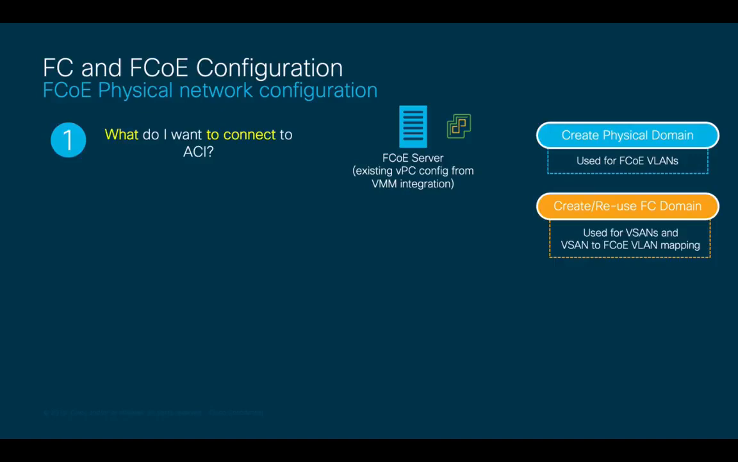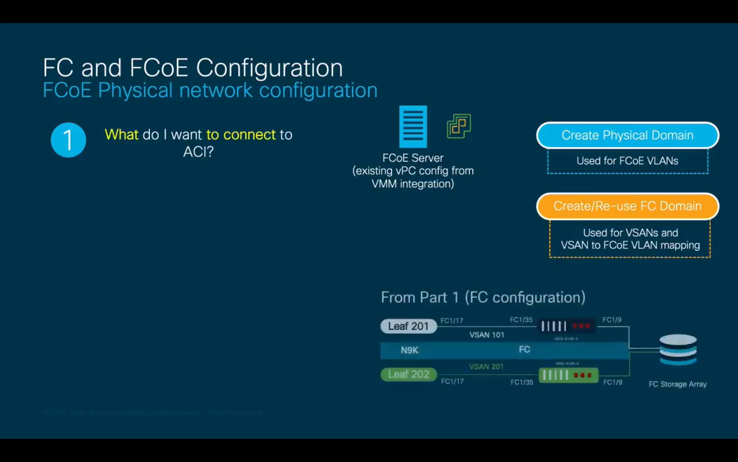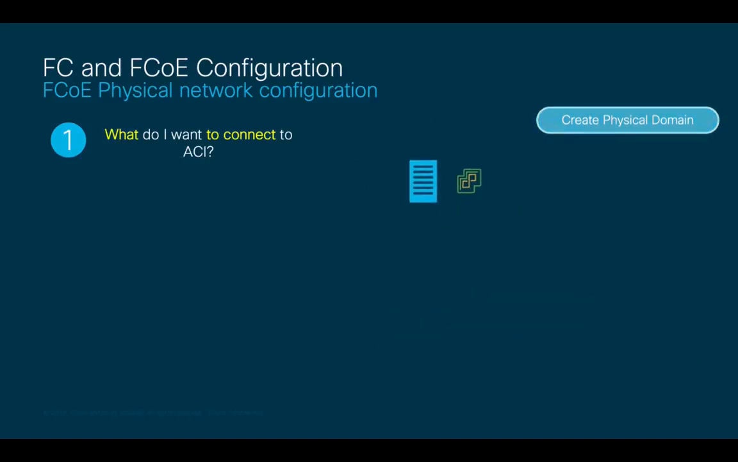Additionally, I will need a Fibre Channel domain to map the vSANs from my Fibre Channel uplinks to the FCoE VLANs. If you remember, we already created a Fibre Channel domain in part 1 of this chapter, including vSAN 101 and vSAN 201. We can simply reuse that Fibre Channel domain, as I will show you next.